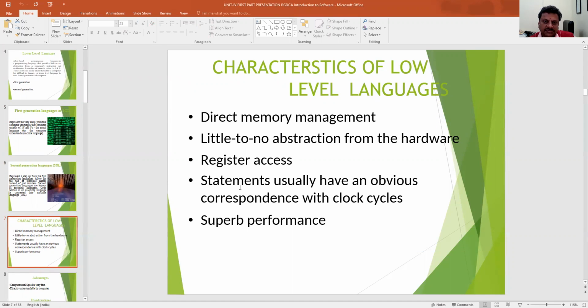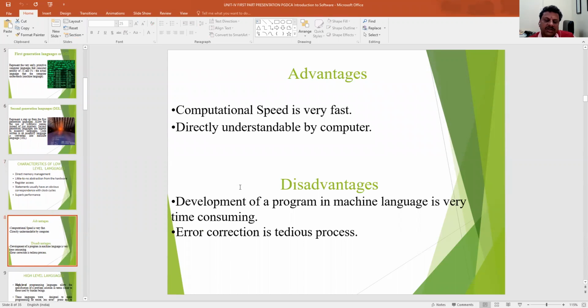Characteristics of low level languages: direct memory management, little to no abstraction from the hardware, register access, statements usually have an obvious correspondence with clock cycles, superb performance. Among the advantages of low level language, computational speed is very fast and it is directly understandable by the computer. Now among disadvantages, development of a program in machine language is very time consuming. Error correction is a tedious process in lower level language.